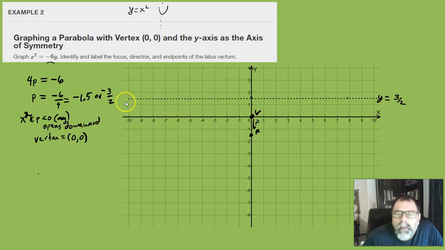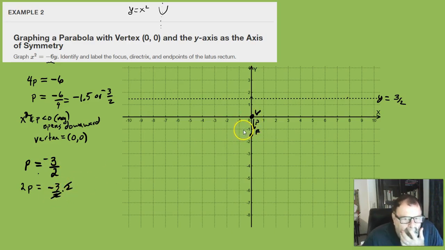All right. Now I'm going to do the latus rectum points. So I go 2p. If p is negative 3 halves, 2p is, you times that by 2, so the 2's cancel, negative 3. Or we want just the distance, so I should do the absolute value. So just 3. So I'm going to do 3 units.